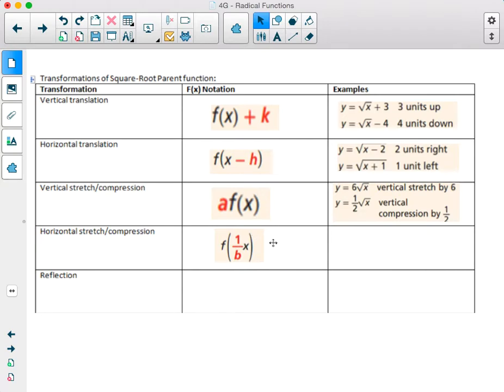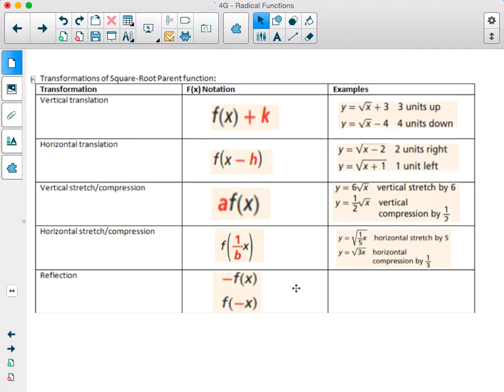The horizontal stretches occur directly to the x. Everything that happens to the x is the opposite of what we would think. So it's actually the reciprocal of what you think. So right here, if you have 1/5, that means it's actually horizontally stretched out by 5. But if you had a number like 3, it means it's actually being horizontally compressed by 1/3.